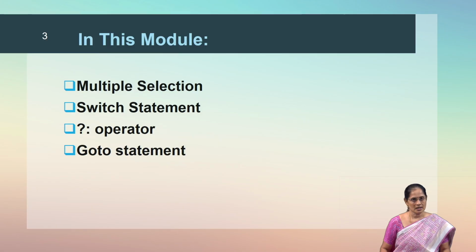So, recapping part 1 and part 2, now we will move forward to part 3, wherein we will be learning about the multiple selection statement, the switch statement, how to handle multiple selections or multiple conditions using switch statement, and then the ternary operator, which is a special operator for checking condition. Also we will learn about the goto statement for making the control jump from one statement to the other, which also changes the control flow of the statement.